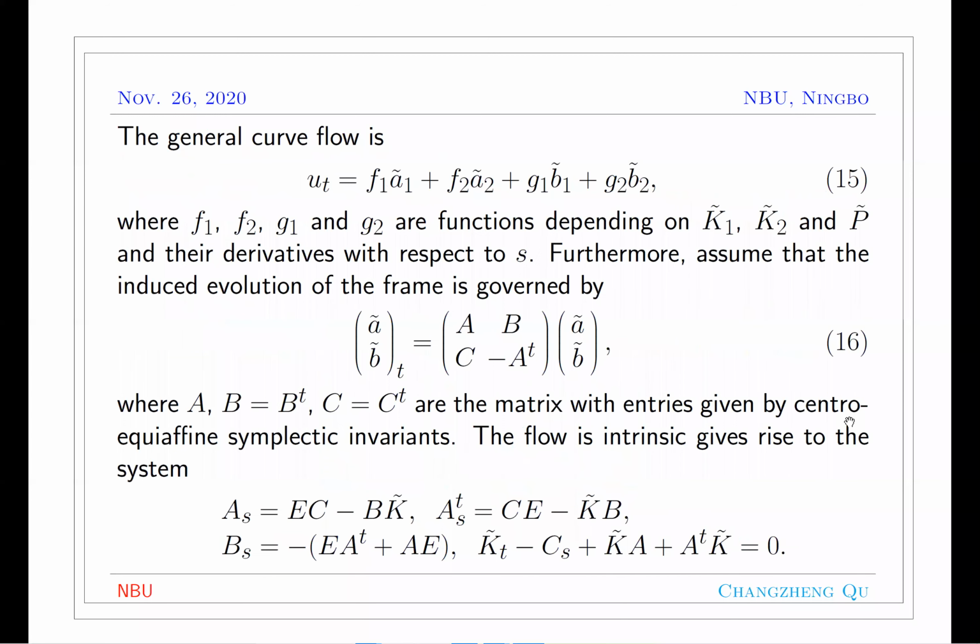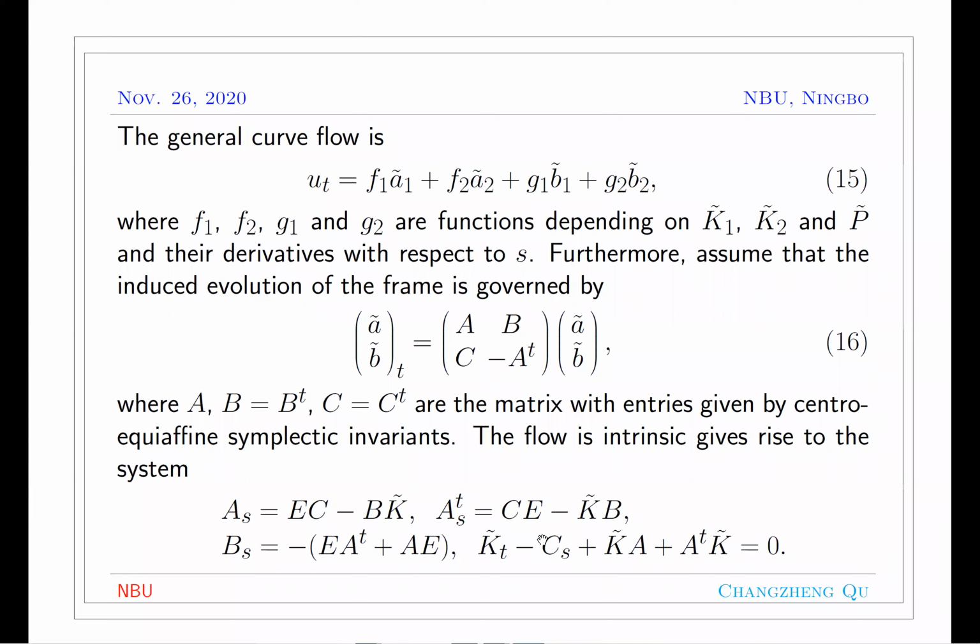So the flow is given by this one. F1, F2, G1, G2 are the velocities related to the different invariants. Using this flow, we can determine the evolution of the natural frame, given by this one. Here A, B, and AB satisfy this equation.